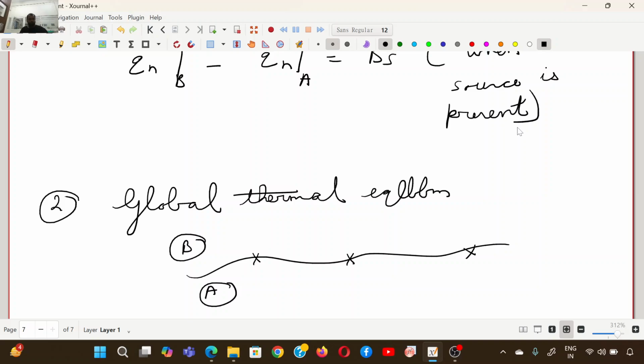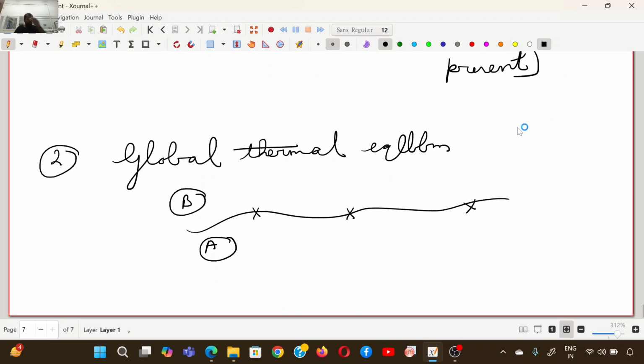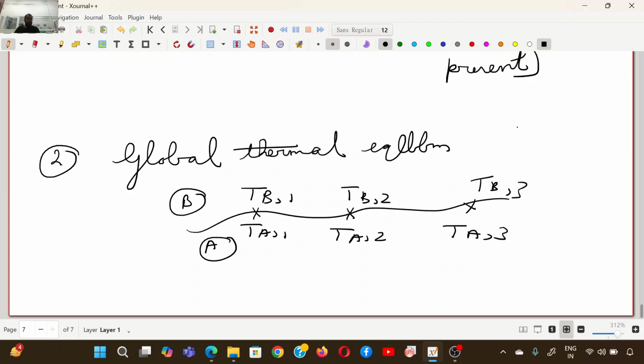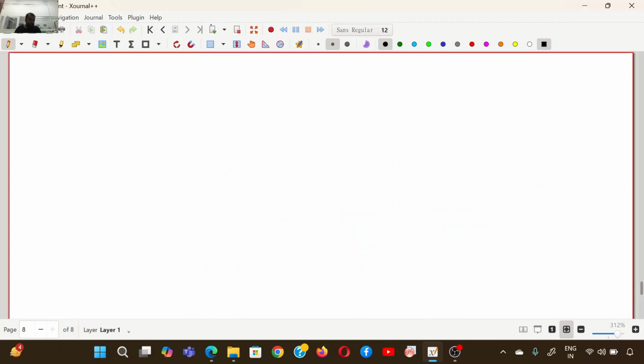Okay, so there are 3 points, one, two, three. So this is medium A, this is medium B. So this is Tb1, Ta1, Tb2, Ta2, Tb3, Ta3. So the global thermal equilibrium says that across this interface, Ta1 is equal to Tb1, Ta2 is equal to Tb2, Ta3 is equal to Tb3.